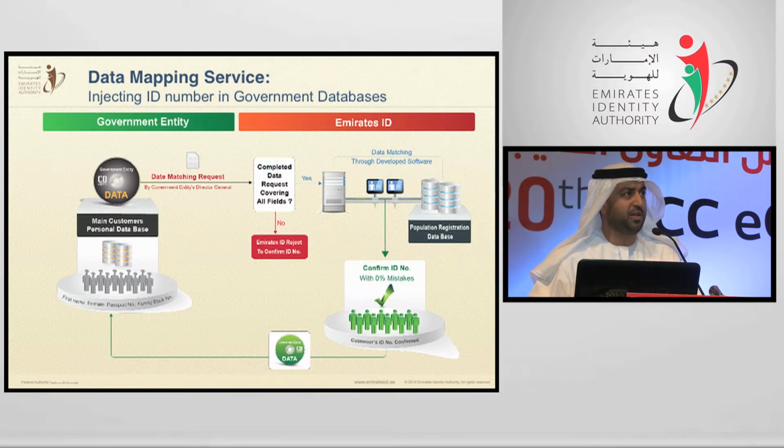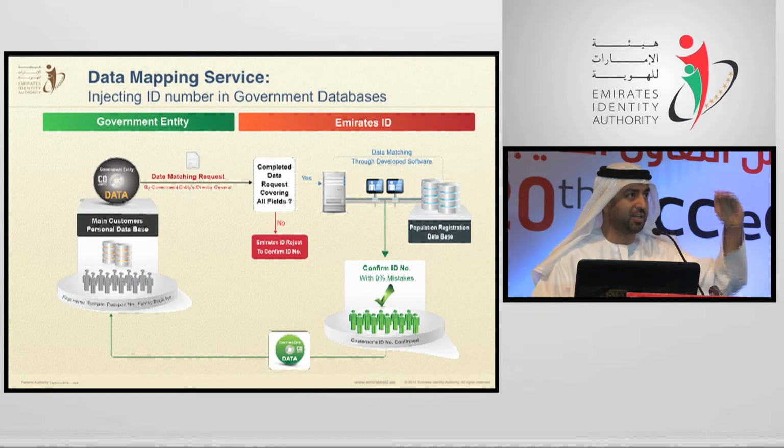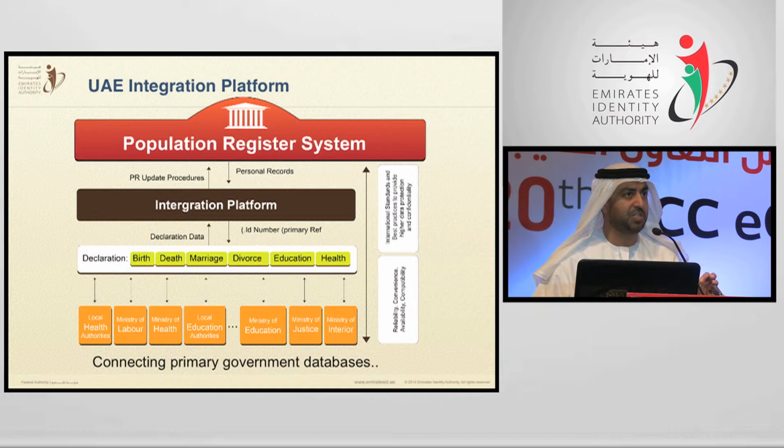As part of our national identity management scheme here in the UAE, what we have been trying to do is to ensure that we have accurate databases, with no duplications in government databases. So we started injecting the ID number into the government databases to ensure that these databases at least have accurate records. The second step was to develop an authentic integration platform with 14 government agencies, including federal as well as local authorities, to give us population data.